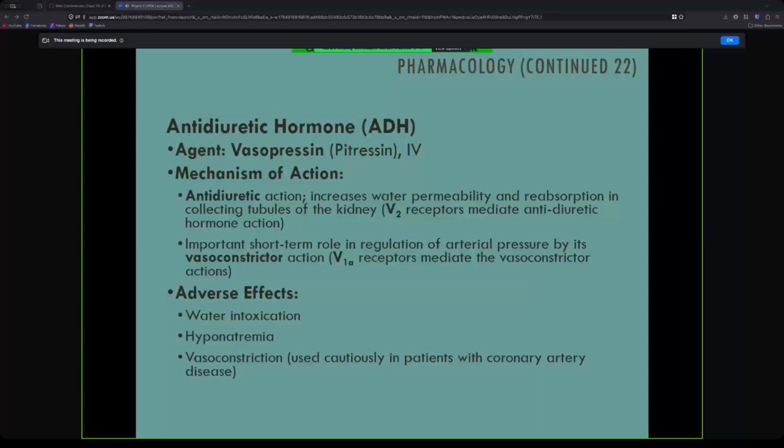Big take home point here is knowing that vasopressin has activity at both receptor sites, and that we have a precaution with any patient with coronary artery disease or cardiac ischemia because of the V1 alpha activity, the vasoconstriction. So make sure you keep that straight when you think of the adverse effects of vasopressin versus the other ADH agents.